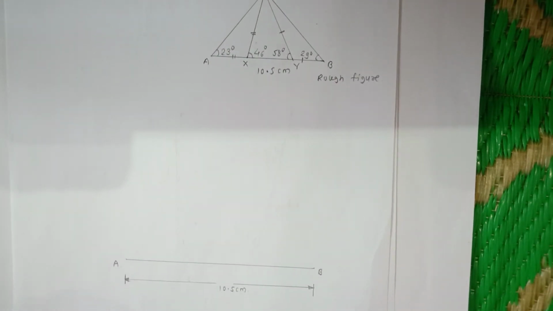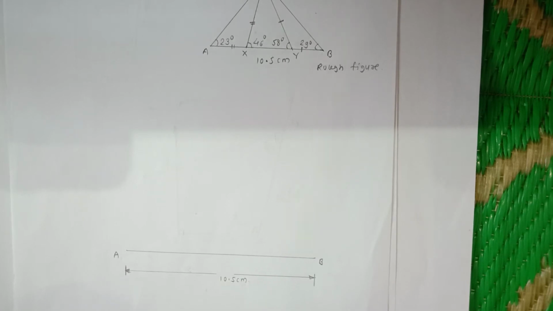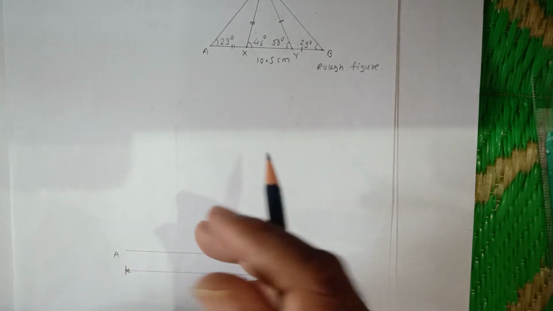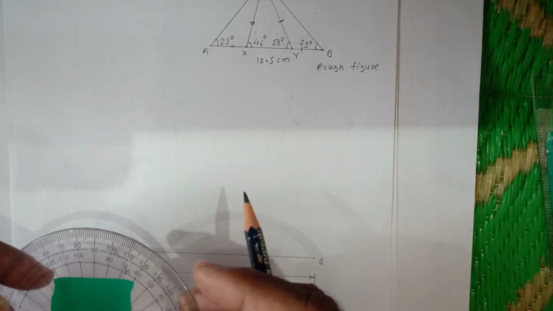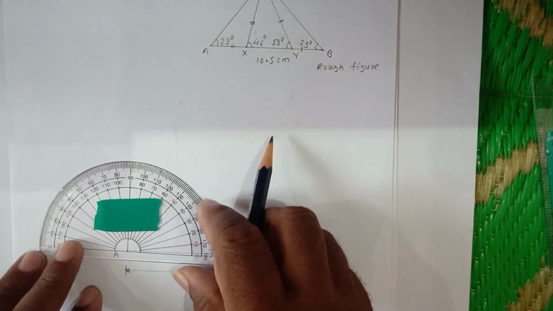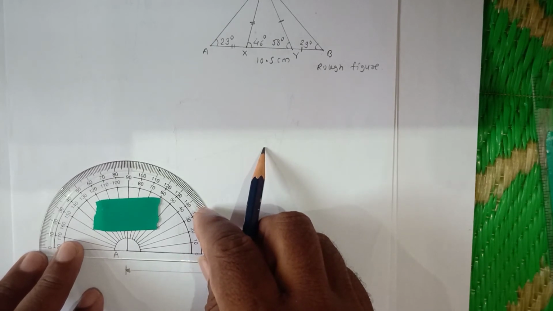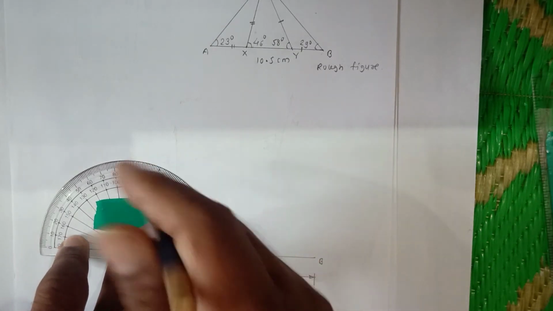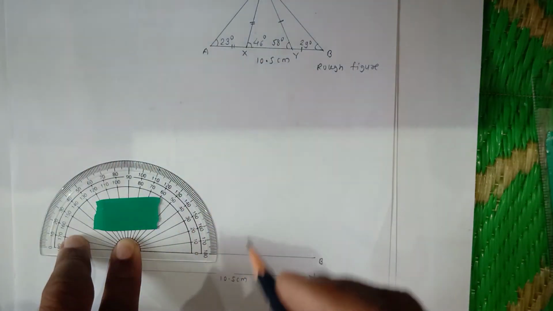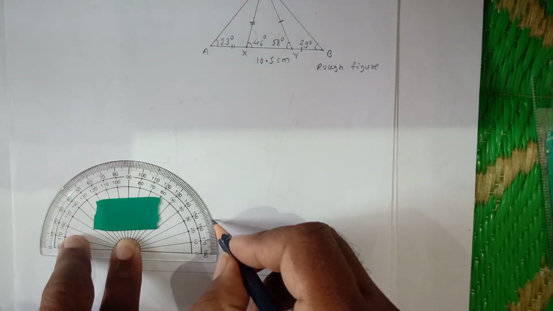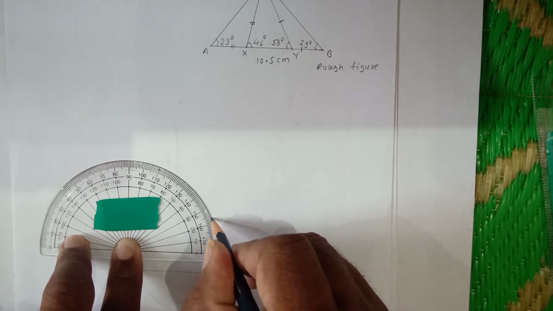Now let's construct this triangle. So draw segment AB 10.5 centimeter. Now draw ray making 23 degree at point A. So 23 degree means 20 and 3 lines. This is 23 degree.